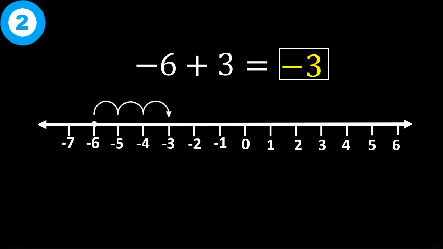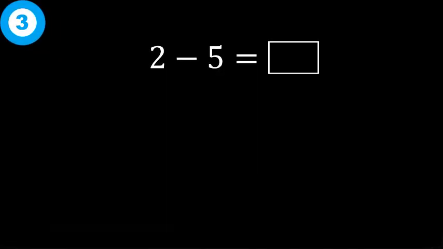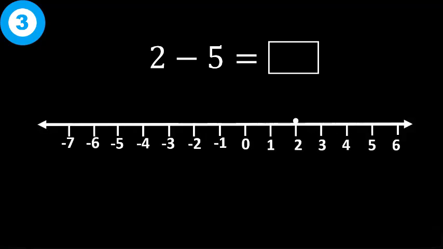Let's go to our third example. We have 2 minus 5. Once again, let's introduce our number line. Now you realize that here we are subtracting, and what it simply means is that our result is going to be a decreased value. Which direction of the number line contains values that are decreasing? Of course, it is to our left.